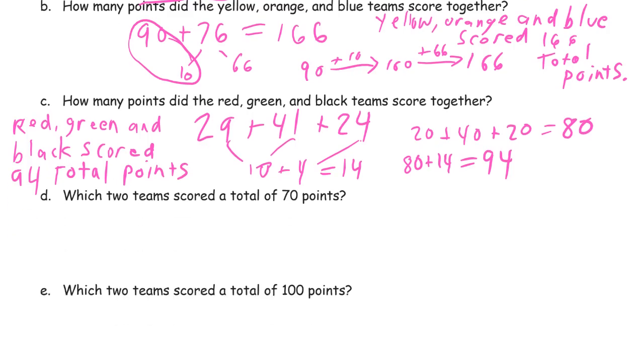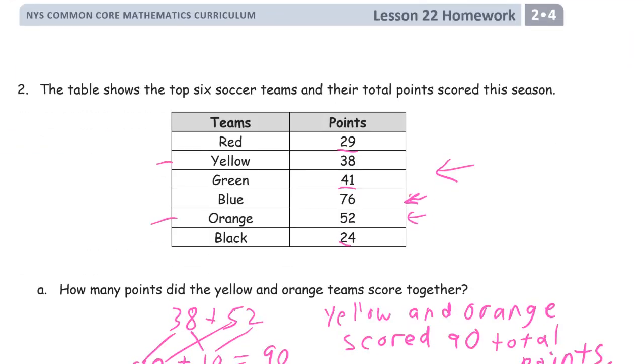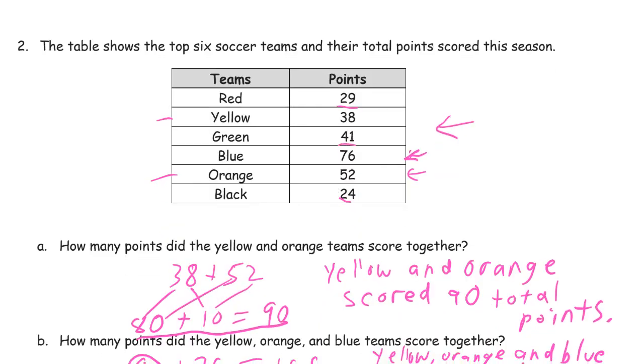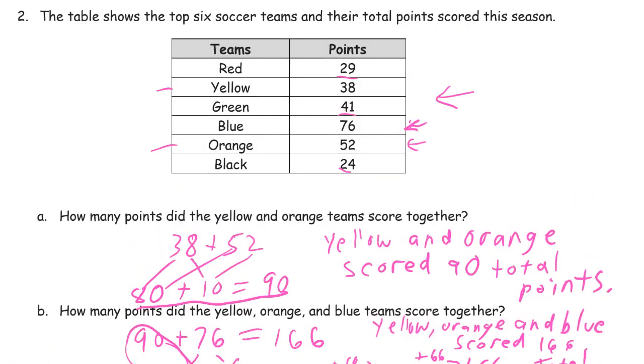Okay, which two teams scored a total of 70 points? It reminds me a little bit of the homework question from the end of lesson 21. We're going to find a total that adds up to 70. So if it adds up to 70, that means we're going to have to bundle all of the ones digits to make a 10 and have zero ones left over. So we need numbers that are going to add up to 70, but the ones digits are going to have to add up to 10.